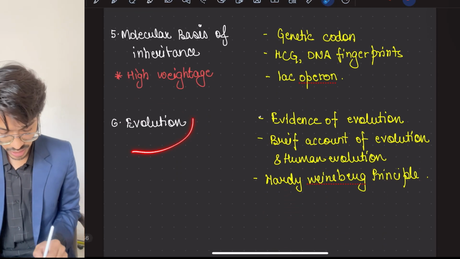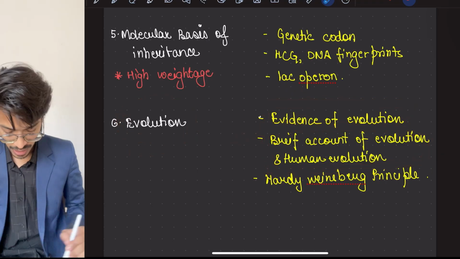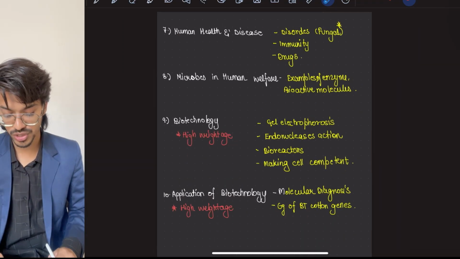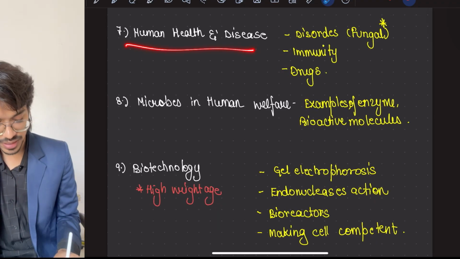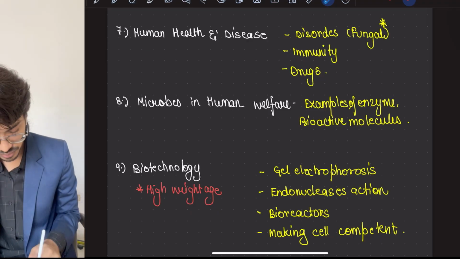Then comes evolution. In the evidence of evolution, a brief account of evolution with human evolution, and the Hardy-Weinberg principle. On that basis, a numerical question can also come. Then comes the next unit, human health and disease, especially the fungal disorders. They can give you match the following for it.